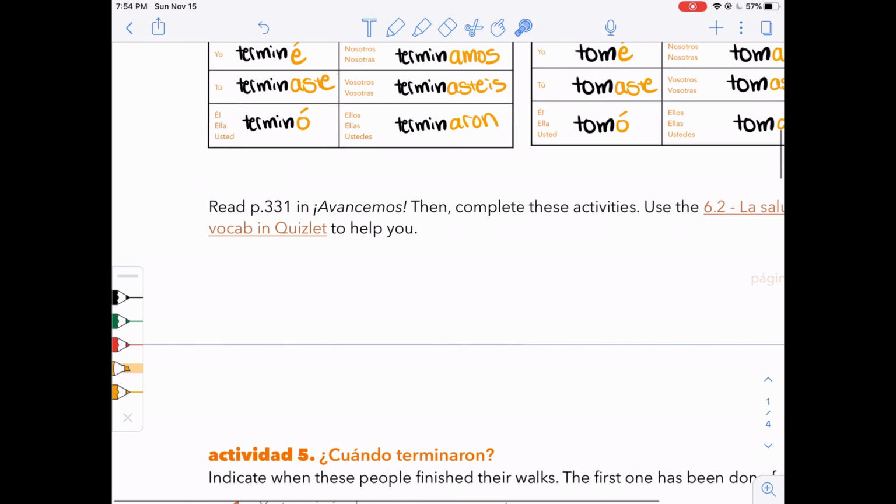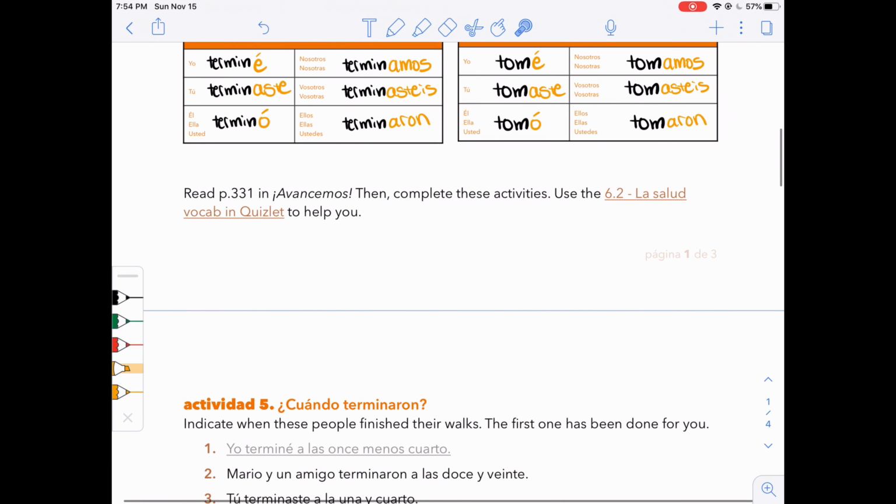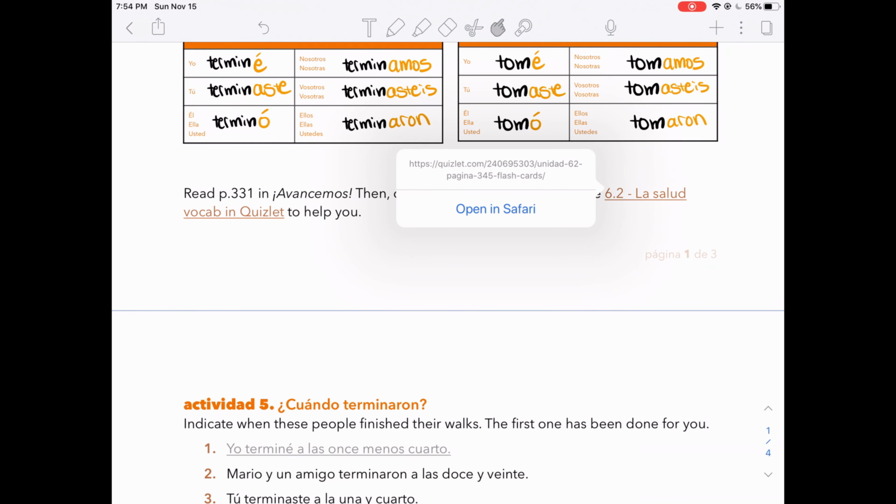That's 331 in Avancemos. And then complete these activities. If you need a refresher for your vocab, remember you can go up to this finger tool up there, tap on that, and that'll take you to your Quizlet set.